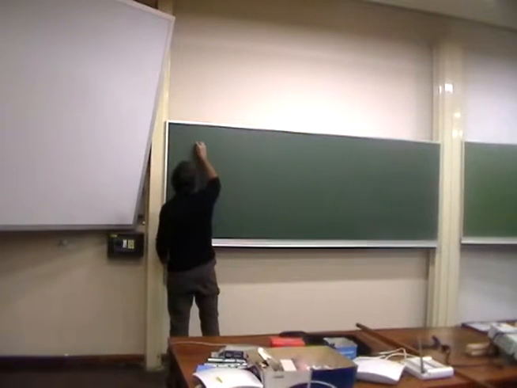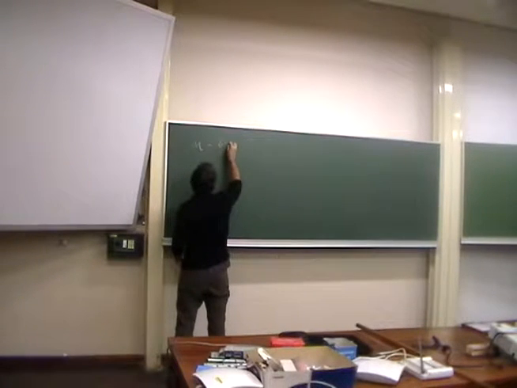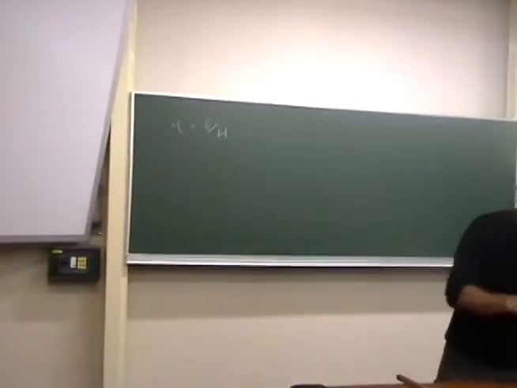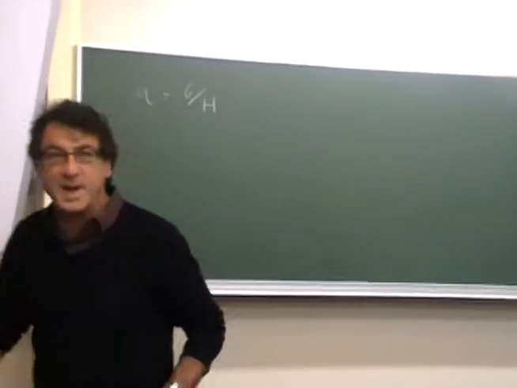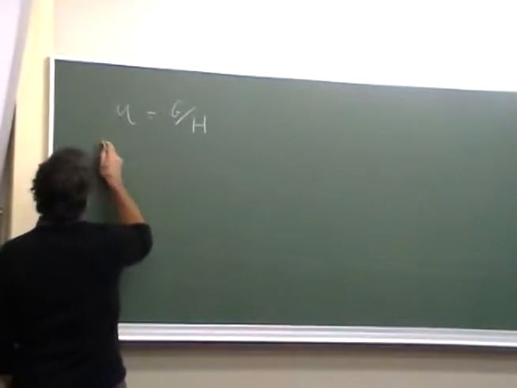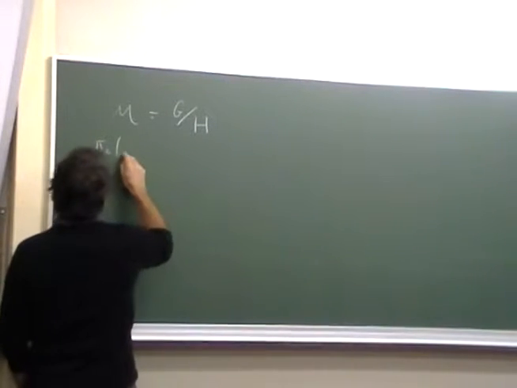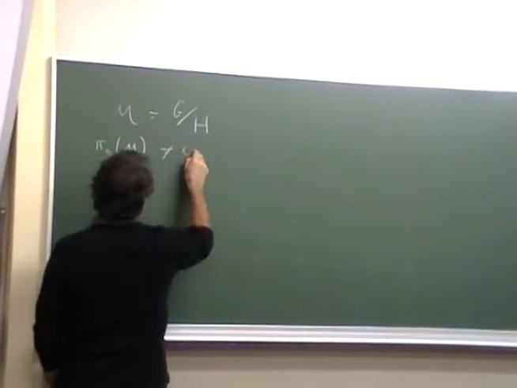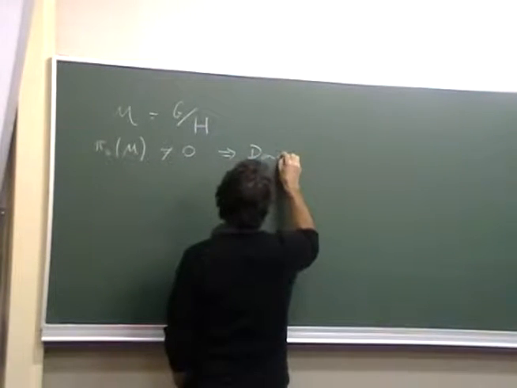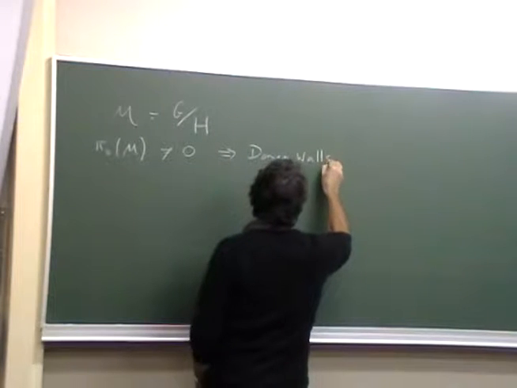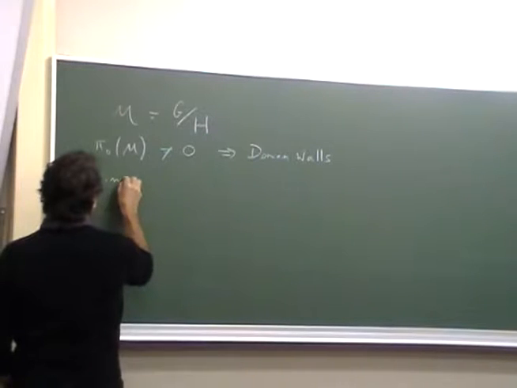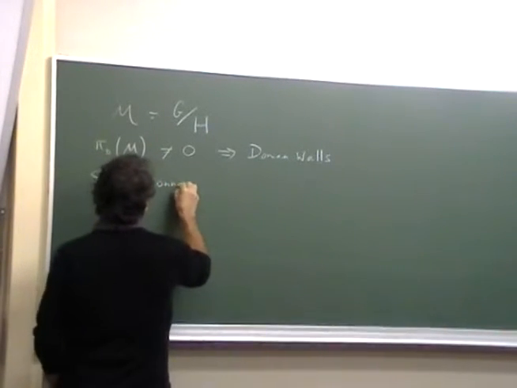We were looking at the manifold of ground states of some kind of symmetry breaking system, and we saw this could be a nice rich space with some interesting topology. So we looked at pi zero of M. This is whether it's connected or not, and this gave us domain walls. Then we were looking at simply connected properties of M.